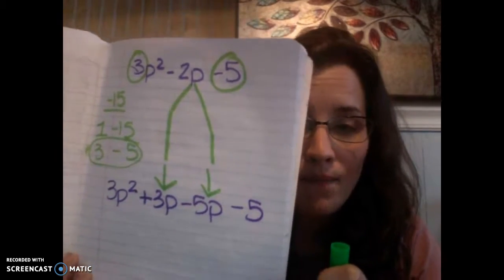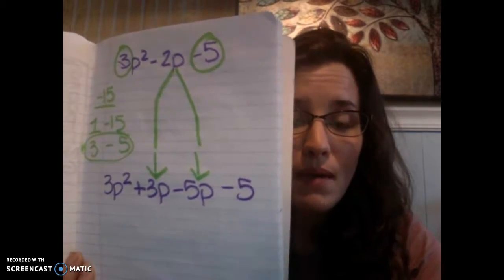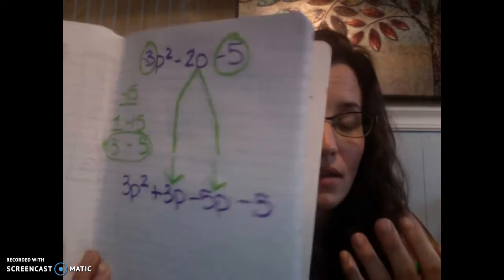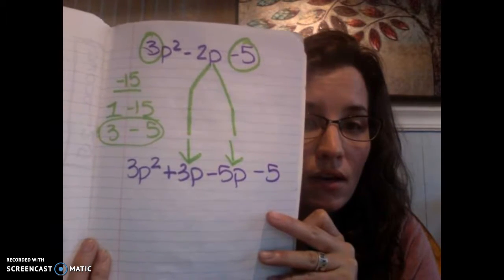All right, so again, I'm substituting the two factors in for my b. So I'm going to rewrite this. Now I have 3p squared plus 3p minus 5p minus 5, or subtract 5. And I'm going to go ahead and point out that what I did was, instead of my negative 2p, I substituted in just like this. Everybody see that? And that's equivalent. 3p minus 5p is negative 2p. So I'm just substituting in.